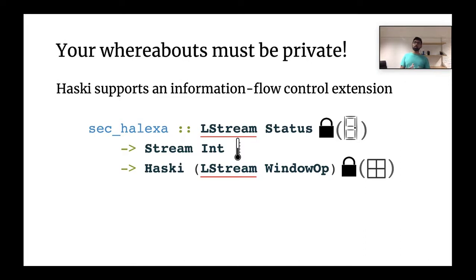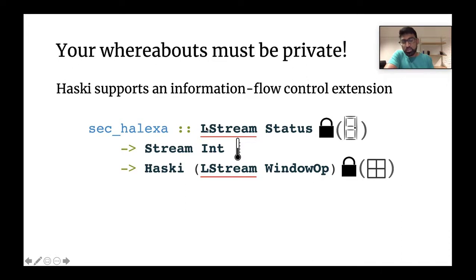So the other key functionality of Haski is that it supports a lightweight information flow control extension. And what information flow control allows you to do is talk about the flow of sensitive information within your system. You can do this by using labeled streams, right? Labeled streams are essentially just streams tagged with a sensitivity label. And we talk about labeled streams using the LStream type here.